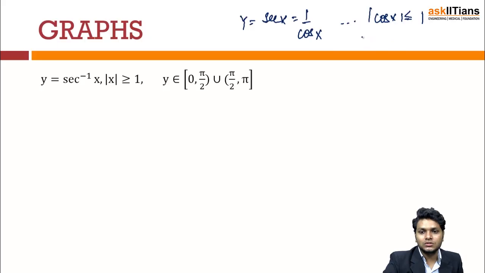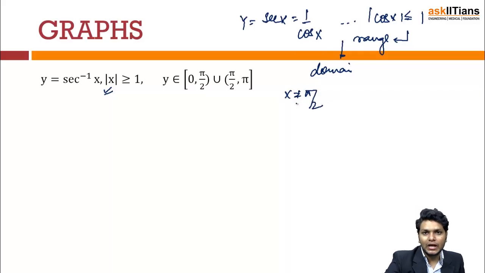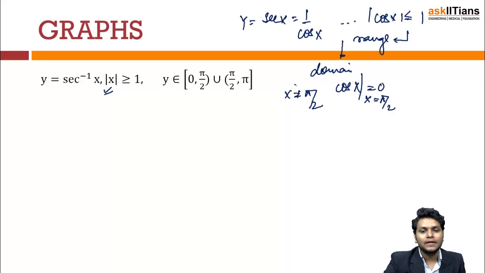So this was the range for the normal function. For the inverse function, this part will become the domain, so in the domain you'll have values which are always greater than or equal to 1. Coming to the range, x cannot be equal to pi by 2, because as soon as x becomes pi by 2 or any odd multiple of pi by 2, cos x will vanish, and if cos x vanishes, sec x will not be defined, so we won't do anything that will create a hindrance to the existence of sec x.